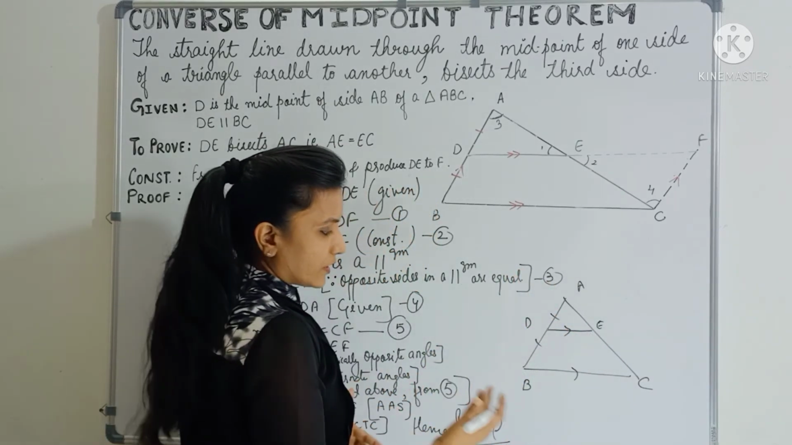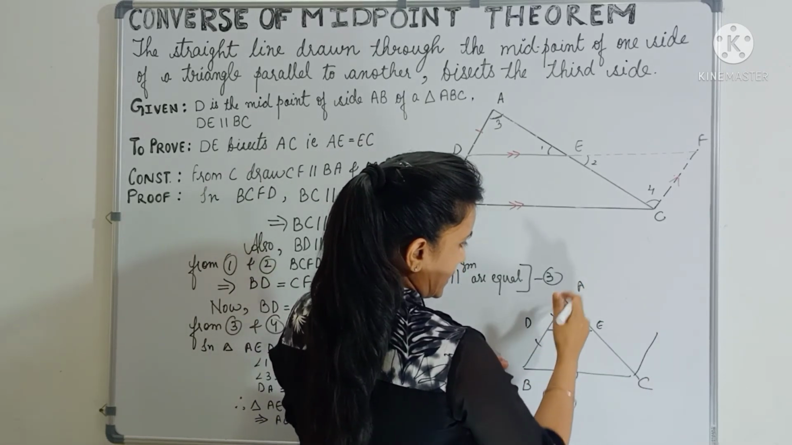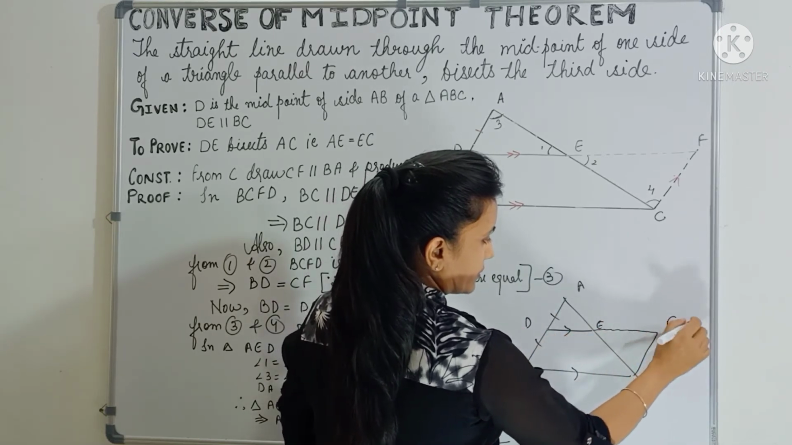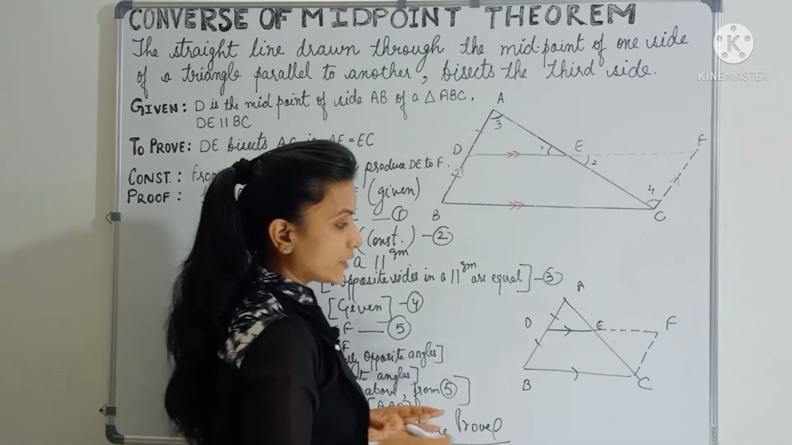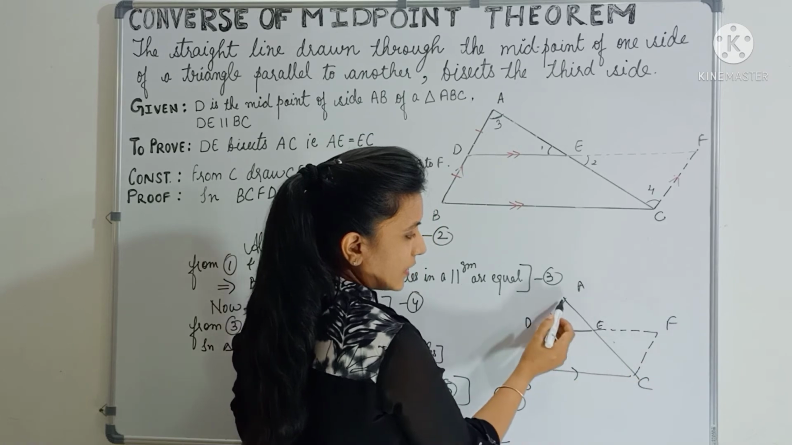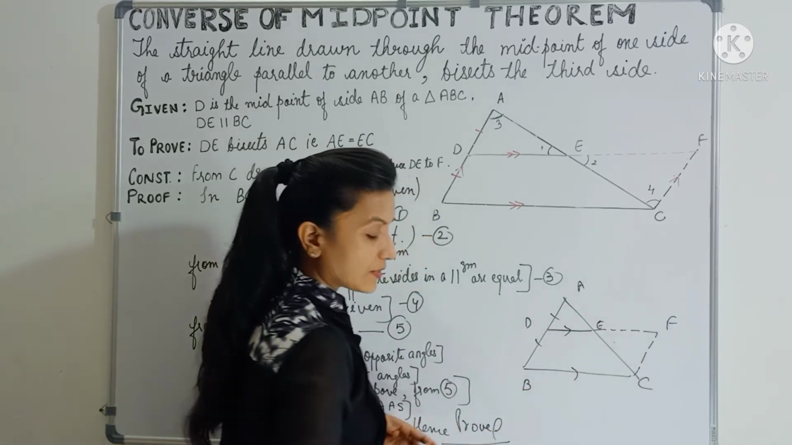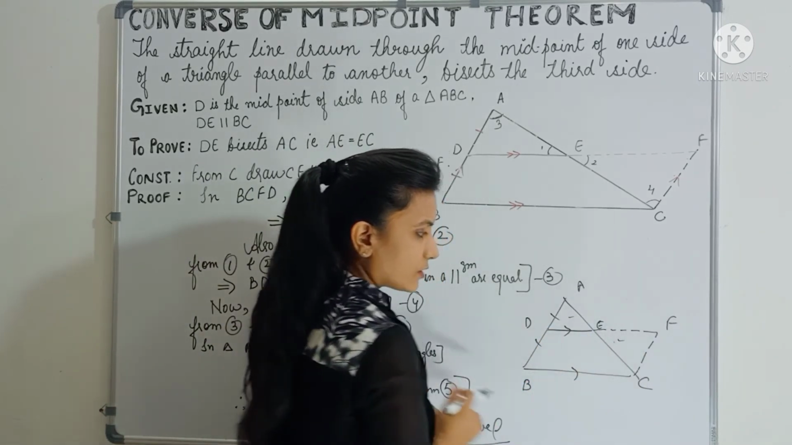So for that we drew one line parallel from C to BA and we produced DE to F. This is our construction. Here the whole idea is that you have to show that these two triangles are congruent so that you can say that AE is equal to EC by CPCTC. Right now we can't show that these two triangles are congruent.